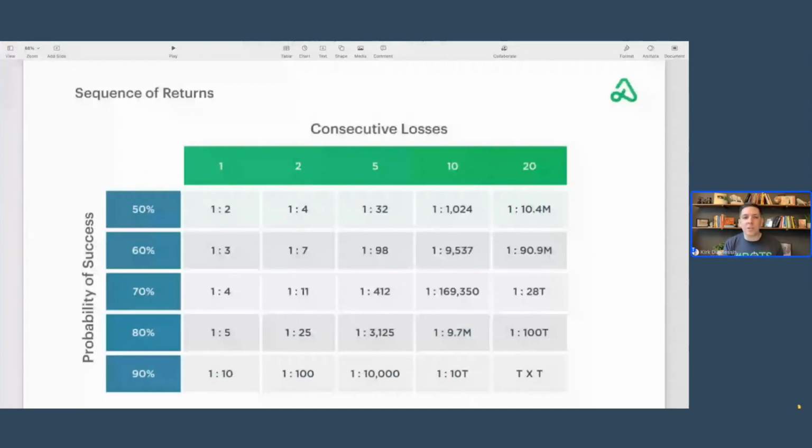So here's why position size is important. Because when you have a small position size, you start to eliminate the possibility of a sequence of bad returns killing you.